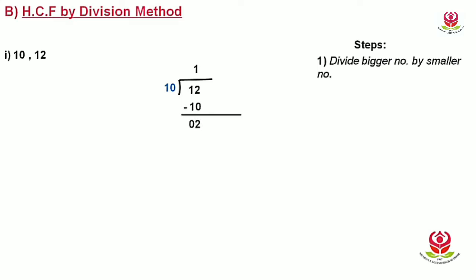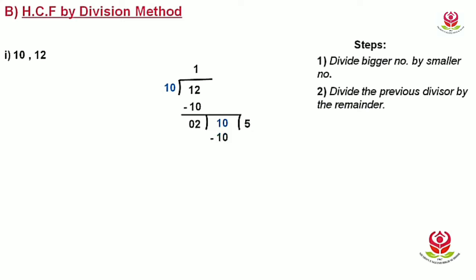Okay, now very important, students, pay attention to the next step. Step 2. Step 2 is divide the previous divisor by the remainder. What was our divisor first? 10. So the remainder over here is 2, so we need to divide the divisor by the remainder. So which means 10 will be divided by 2. So how many times? 5 times. Okay, so the remainder is 0.